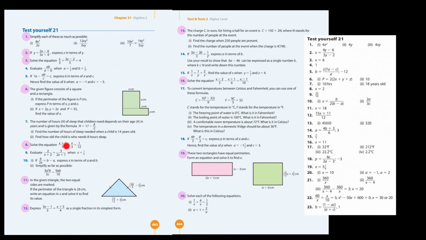The next one was an algebraic fraction. So again, you need to turn that into one fraction, and then you'll have a fraction equals a fraction, so you can cross multiply and find the value for x. Okay.